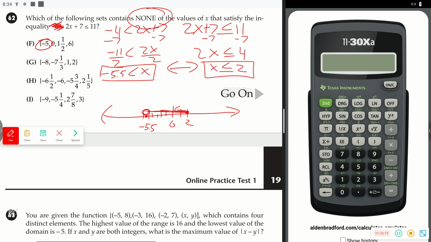The first set, right off the bat, includes the values, definitely not it. The second set, negative 8, that's outside of it. Negative 7 is outside of it. And then positive 1, ooh, that's in it. That's not good. Next one, negative 6.5 is out, negative 6 is out, negative 5 3/4 is still out of it, and then 2 1/5, that's going to be out here. So none of these are included. And just to make sure, this next one, negative 5 1/4 would actually be in the set. So that one wouldn't work. The only one that would work is set H.